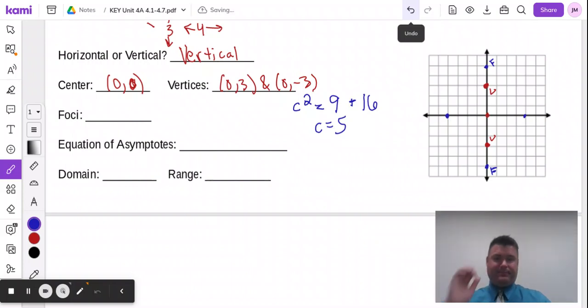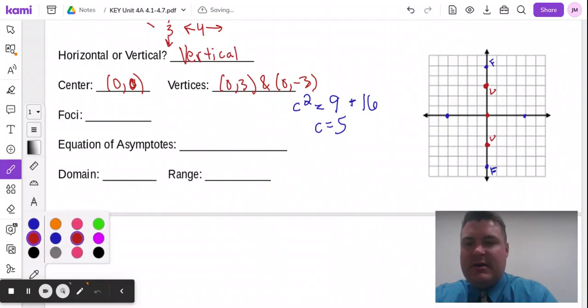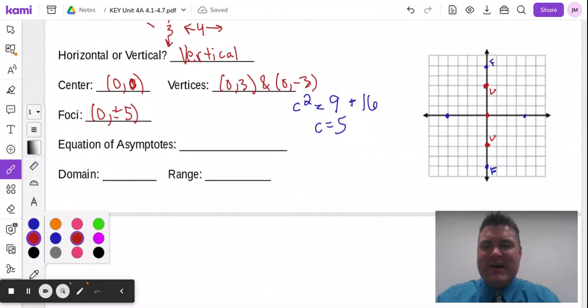Okay. So my foci are at the points 0, 5, and you know what? It'd be cool if I just put plus or minus 5 right there. Anybody bothered? Nobody's bothered? Fantastic.